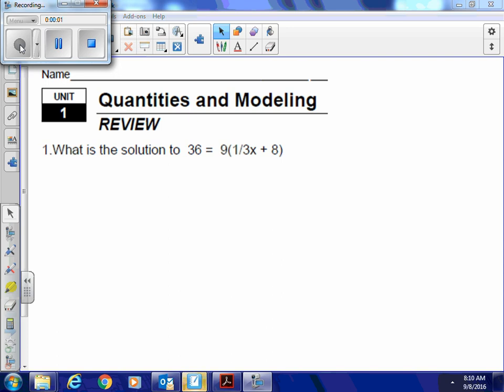This is a review for Unit 1 in Honors Algebra. Question 1, what is the solution? Well, we've got to solve this equation.